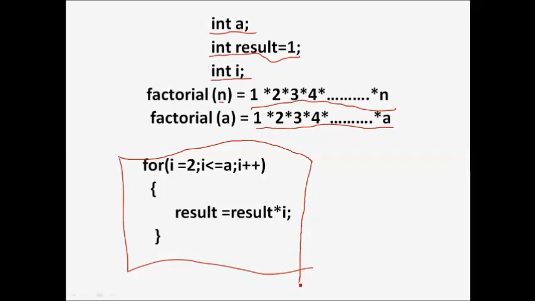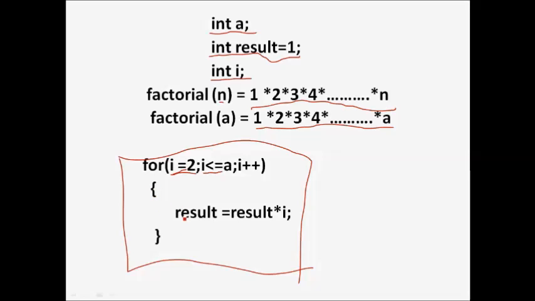You can see here what is happening in this for loop. The index is i and the initial value of i is 2, right? This loop will work as long as the value of variable i is less than or equal to a. So let us see what is happening inside the body of this for loop.